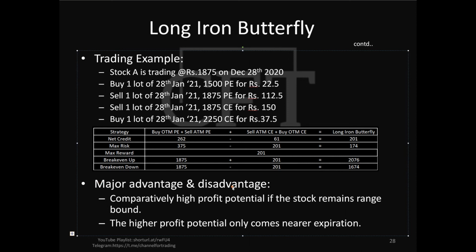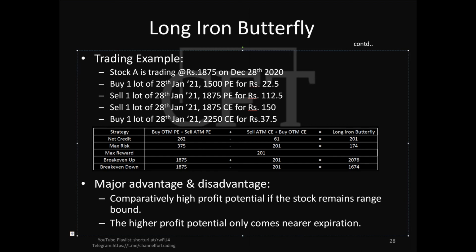The major advantage and disadvantage: comparatively high profit potential if the stock remains range bound. As I said, you deploy this strategy if you think the stock is in sideways movement, not bullish and not bearish. The disadvantage is that the higher profit potential only comes near the expiry date, or the last hours of the expiry date, the market hours. That is the downside of this.